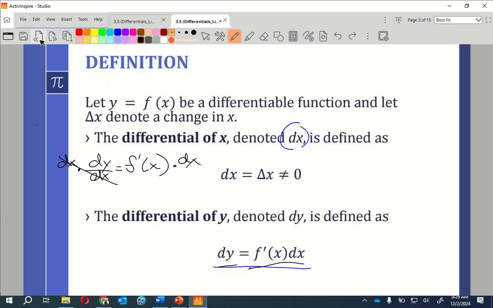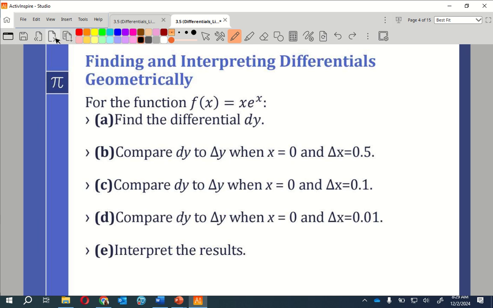And so let's go back to this. So dy is f prime times dx. So I don't actually have any value yet to put in. So that means that it's going to be f prime times dx. So my dy is equal to f prime, which is my derivative, which was e to the x plus x e to the x, times dx.